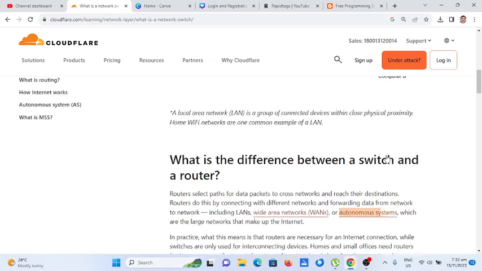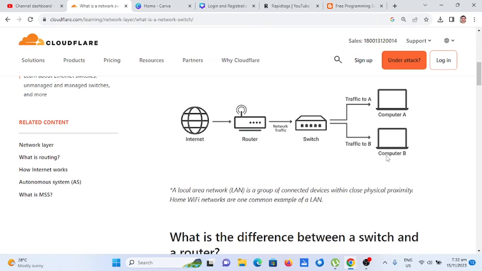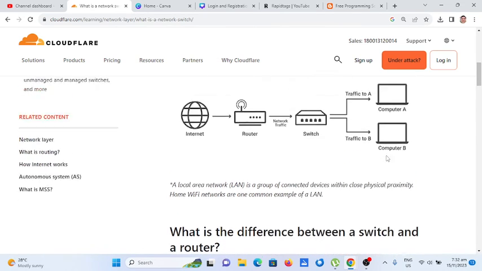Okay guys, so this is the end of my report on what is a network switch and what is the difference between a switch and a router.